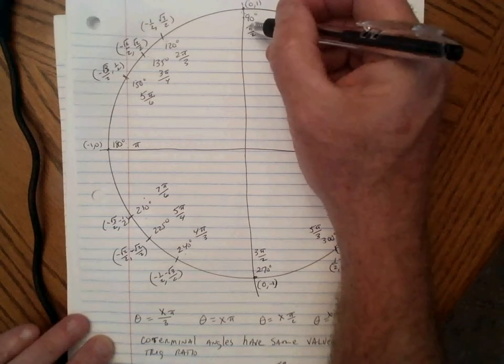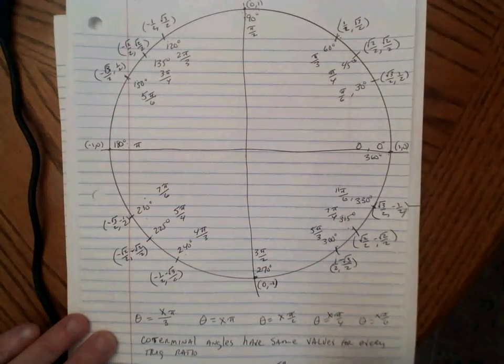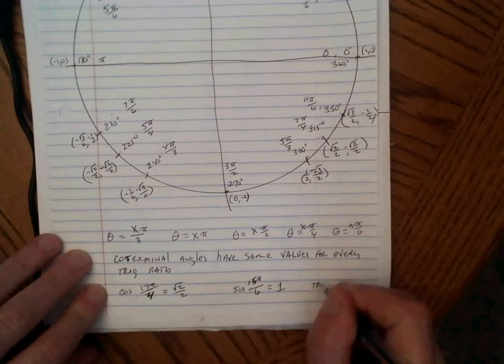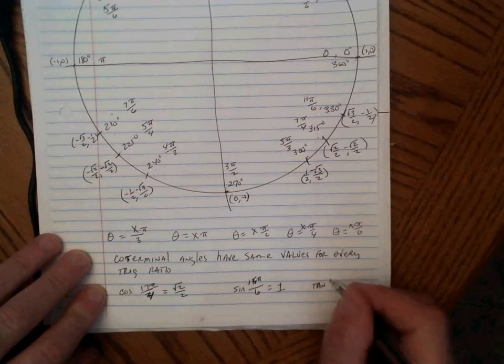15 pi over 6 is coterminal with pi over 2, so the sine of 15 pi over 6 is 1, the y coordinate. Let's say we want to do the tangent of 14 pi over 3.